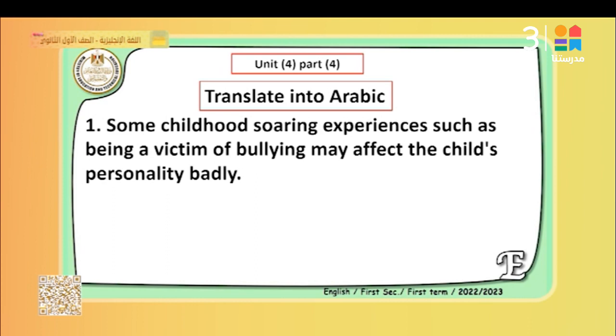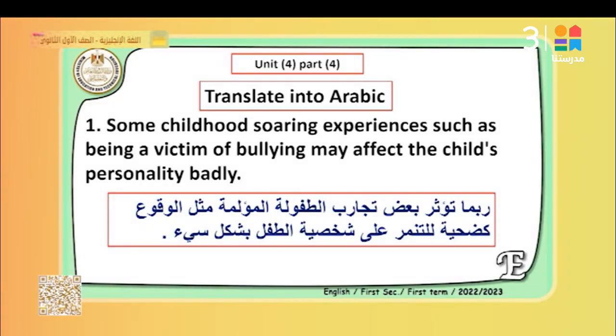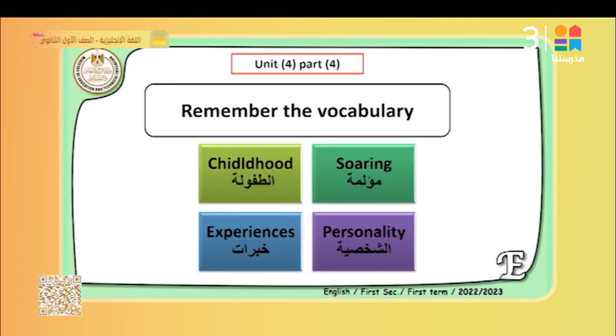So I can say that some childhood soaring experience, some bad or painful experiences, such as being a victim of bullying. Victim means ضحية للتنمر. May affect the child's personality badly. Of course it affects the child badly. These are the vocab we discussed together: childhood soaring experiences and the personality.